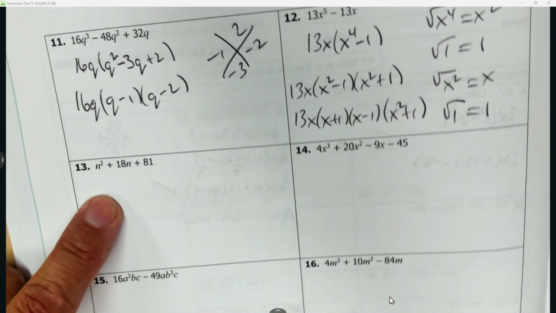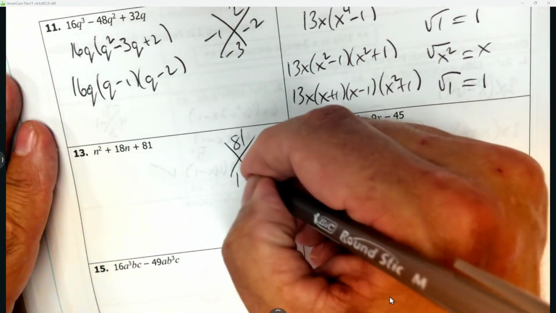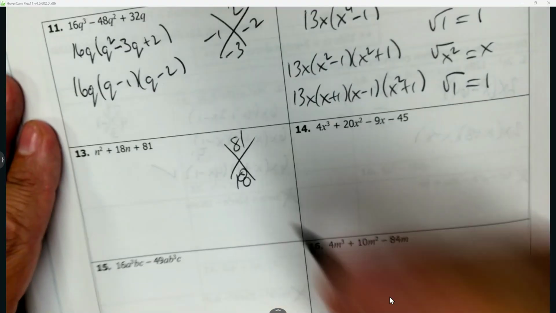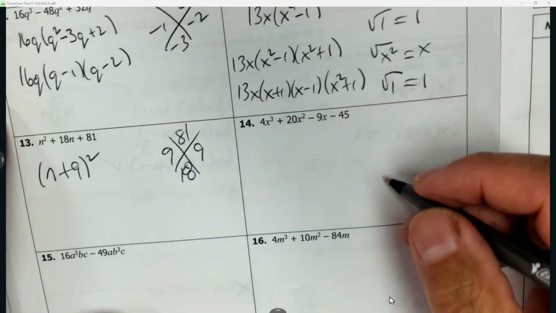This one's far simpler. So number 13, just 2 numbers that multiply to 81, and the same 2 numbers add to 18. So that's 9 and 9. If they repeat, you can just write it squared.